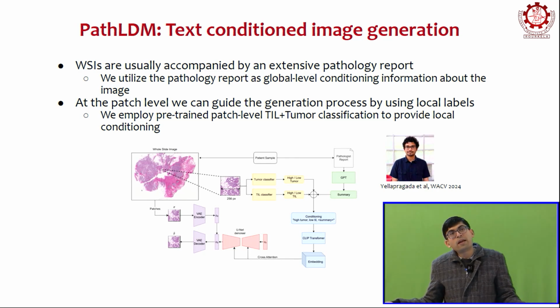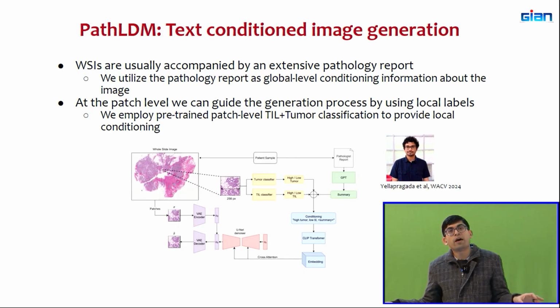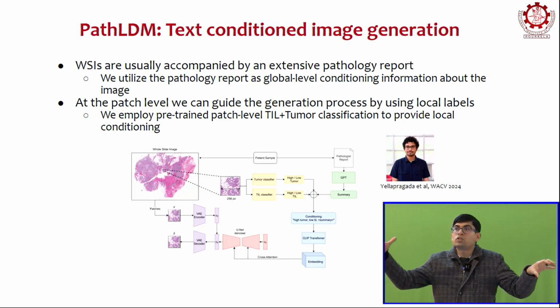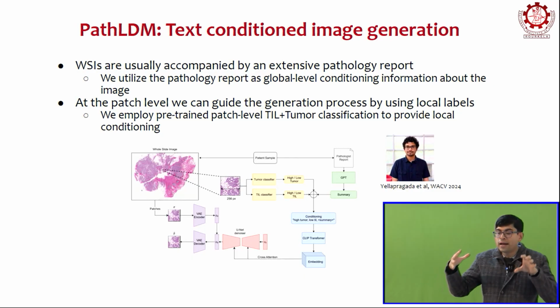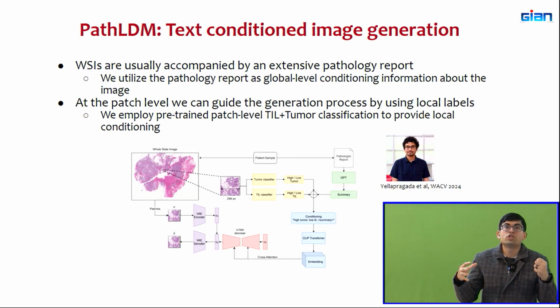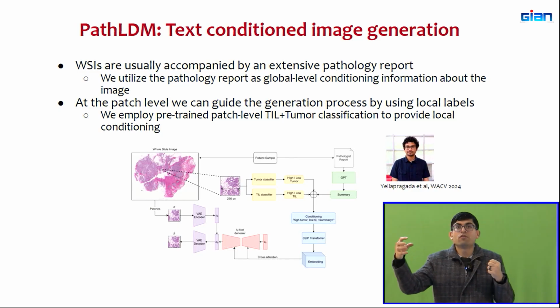Now, let's say that you have trained some sort of a patch classification model where you are quantifying the amount of TIL in every patch, or the amount of, let's say, necrosis in every patch. From there, you can get patch level information, and from the reports, you can get slide level information. So the idea behind this project was to combine patch level information with slide level information to build a generative model.